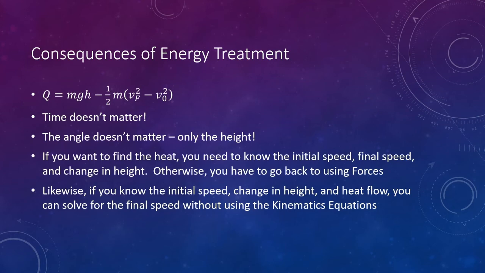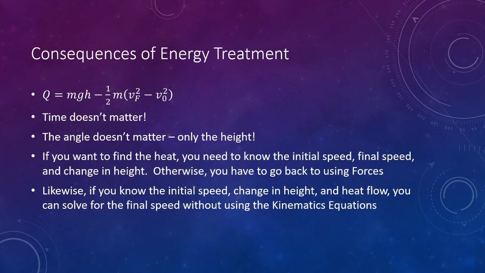In which case, if there's no heat flow, we can solve for the speed at the bottom based on the speed at the top and the height at the top. And so we don't have to resort to the kinematics equations for the velocity and position in terms of time. We can solve for the speed at the bottom just based on the height and the initial speed. And again, that's without resorting to any of the tricky business with rotating coordinates. But again, if there is friction, it can get a little trickier.